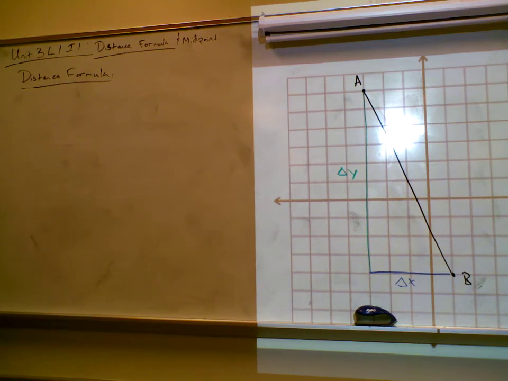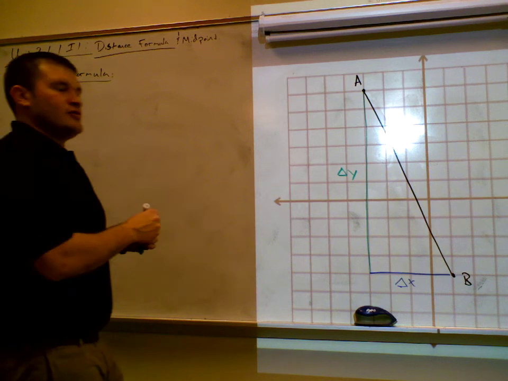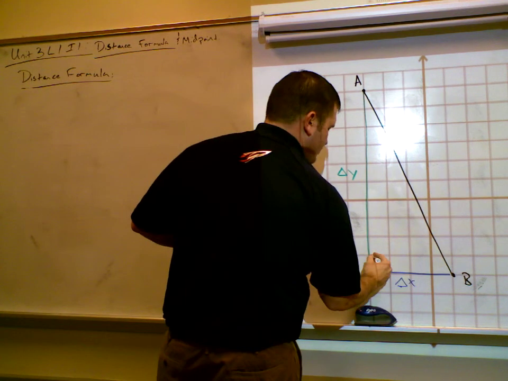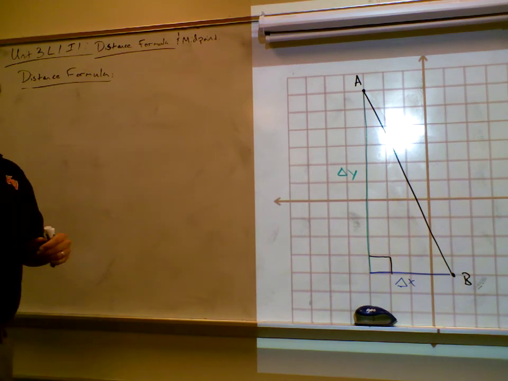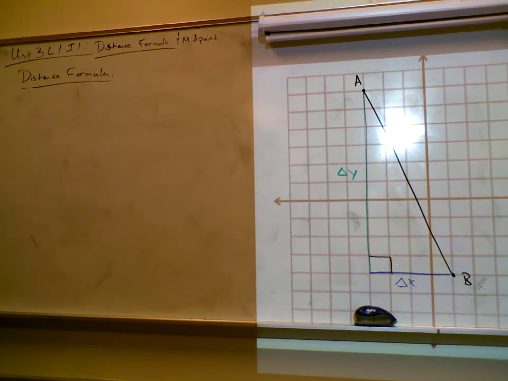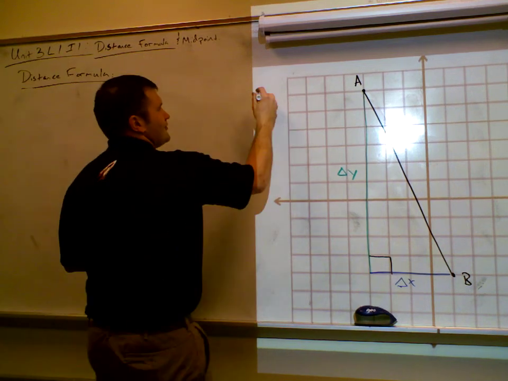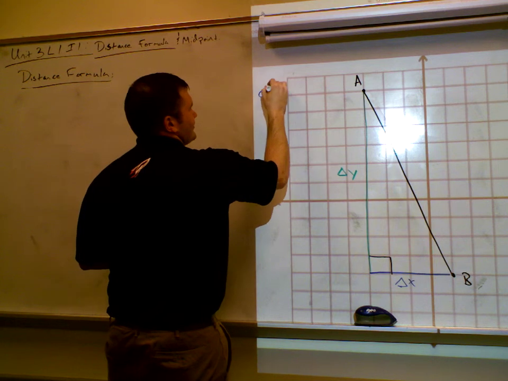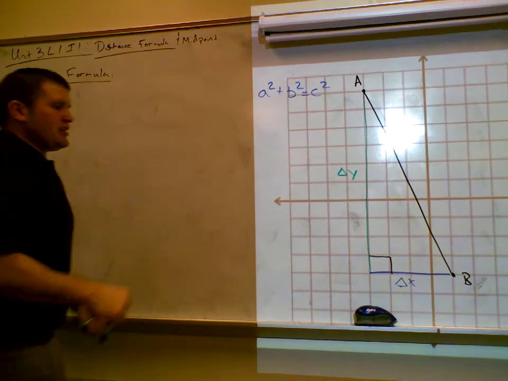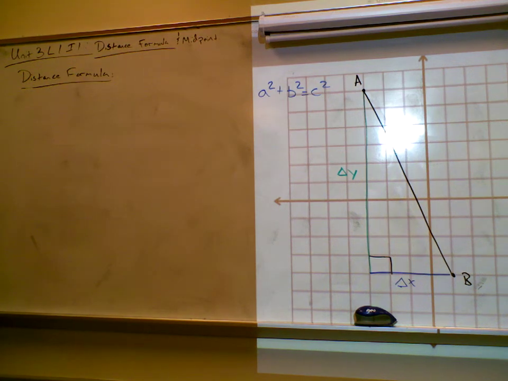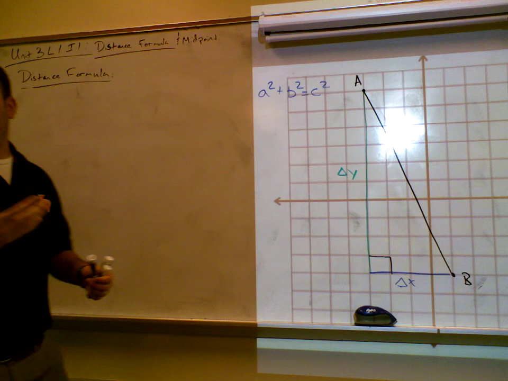Now, what do I know about the change in X and the change in Y line? What do I know about the angle made by the green line and the blue line? It's a right angle, right? Meaning it is 90 degrees. What theorem? Pythagorean Theorem. What does that tell us? A squared plus B squared equals C squared. Now, which one's C? Green, blue, or black? The black line, the hypotenuse.